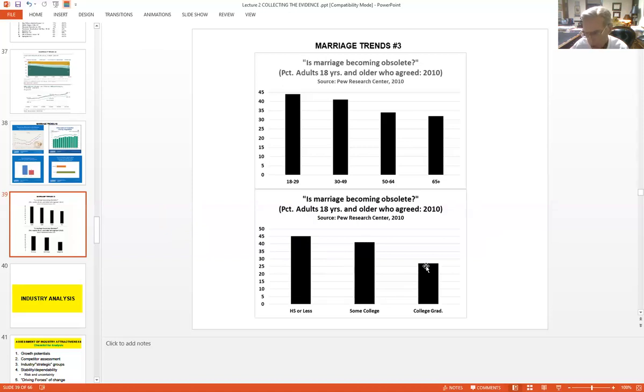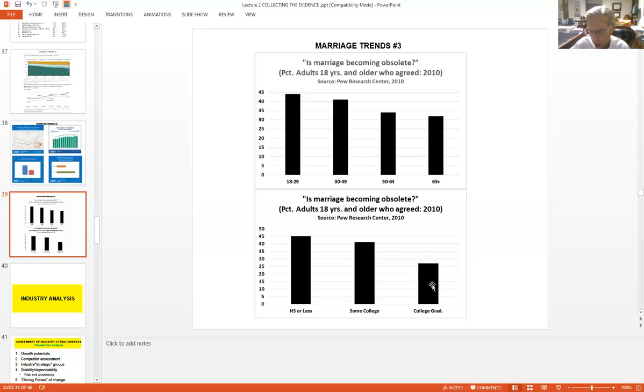Over a quarter of college graduates believe that marriage is becoming obsolete, but those with some college and don't have a degree, over 40% of them believe marriage is obsolete, and then 45% of those without any college, high school or less, believe it. This is, I think, a little difficult to categorize people in their education levels. But again, we have to be careful to interpret this information.